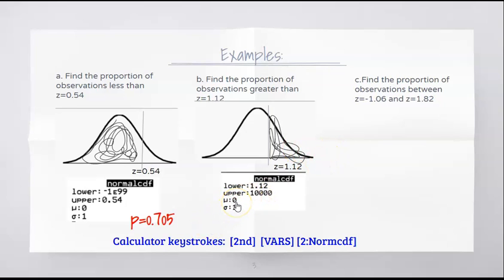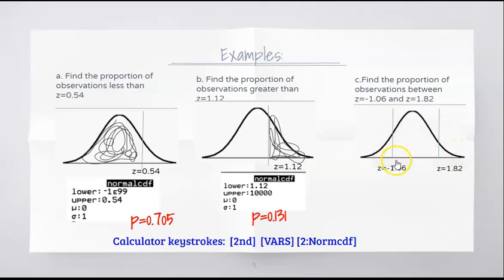Mu is 0 because we're standardized, and sigma is 1 because we're standardized. When I put that in, I get a p-value of 0.131. On C, find the proportion of observations between a negative 1.06 and a positive 1.82.